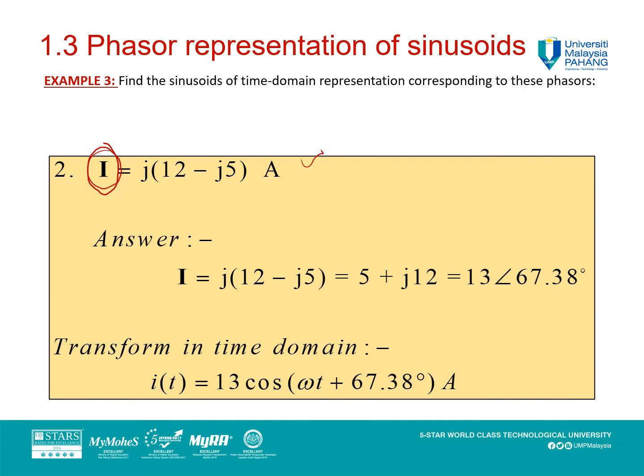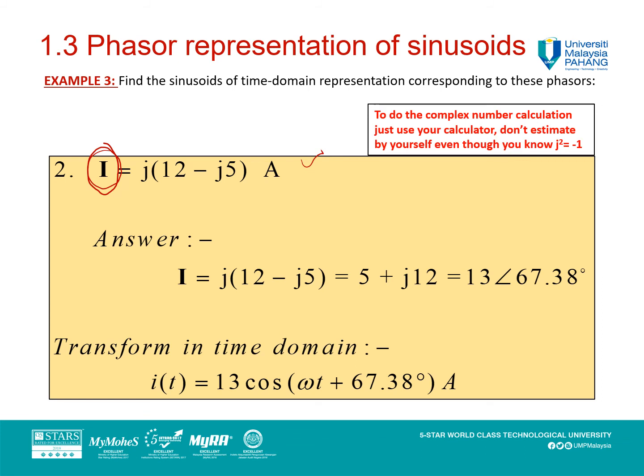Use your calculator. Don't do it directly from your feeling inside. Just use your calculator to do this multiplication. You put j in brackets 12 minus j5 and you get the answer in rectangular form. Then you convert to polar form, then transform back to the time domain. 13 is the magnitude, so in the time domain the amplitude is 13, cos omega t plus your angle in the phasor, as your phase difference in the time domain representation.